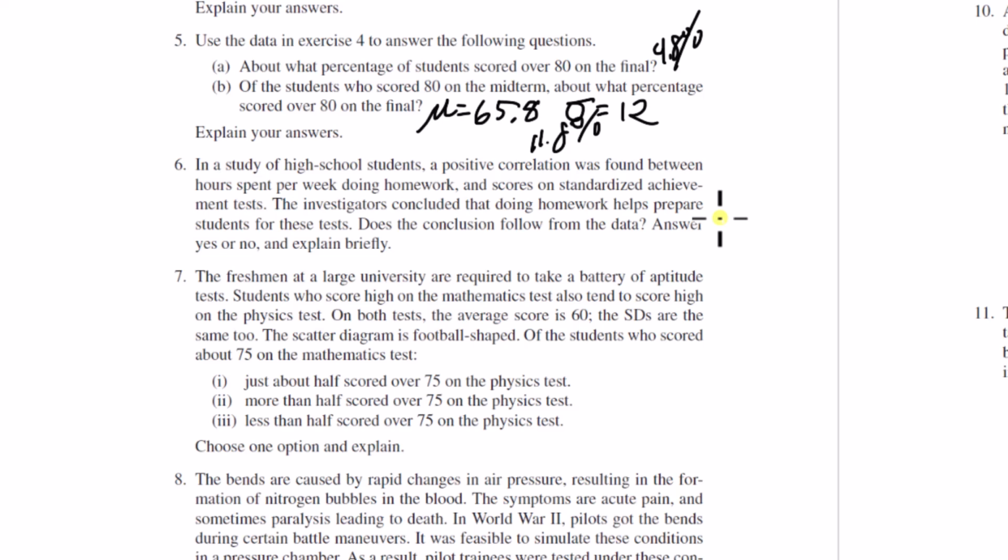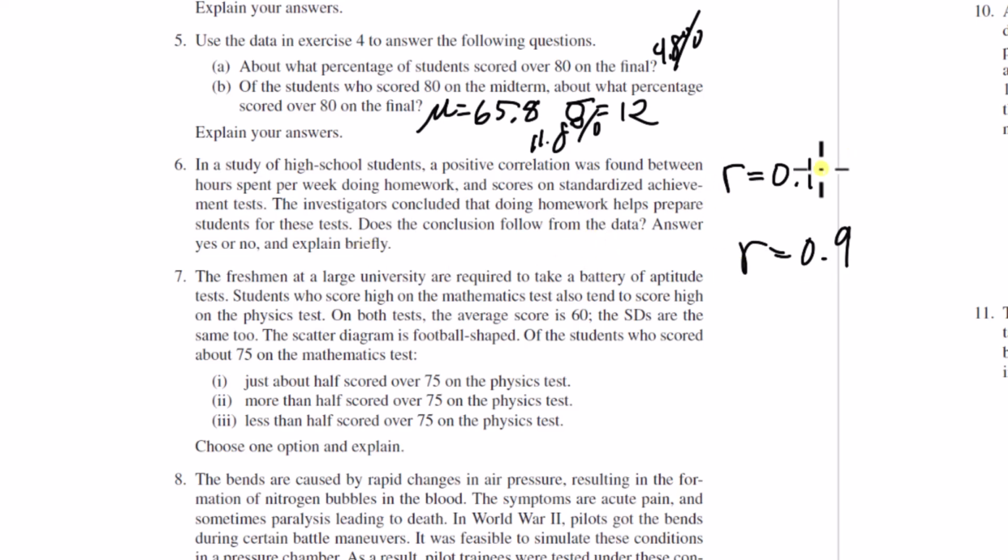What information do we not have? They don't tell us what the correlation coefficient is. They tell us it's positive, but they don't give us a value. But then, really more importantly, they don't tell us if the data is football shaped or not. If they told us that it was football shaped, but they didn't tell us the value of the coefficient, then we have to think about, okay, what if R was like 0.1? If it was 0.9, then we could say for sure that, yeah, this conclusion does follow.